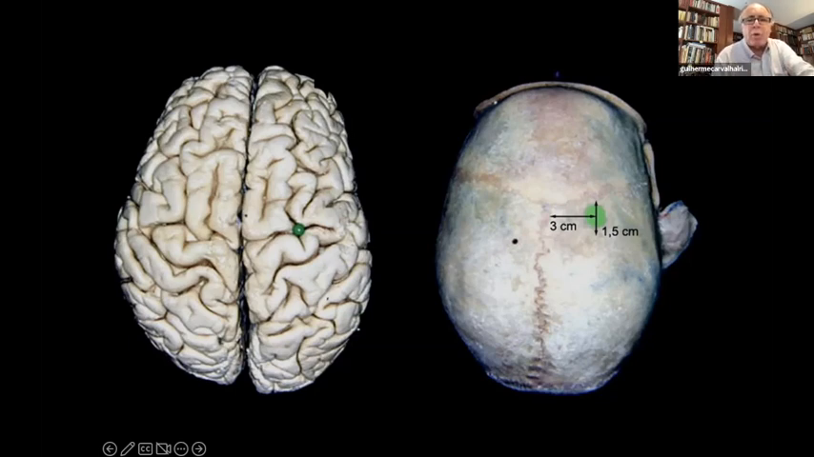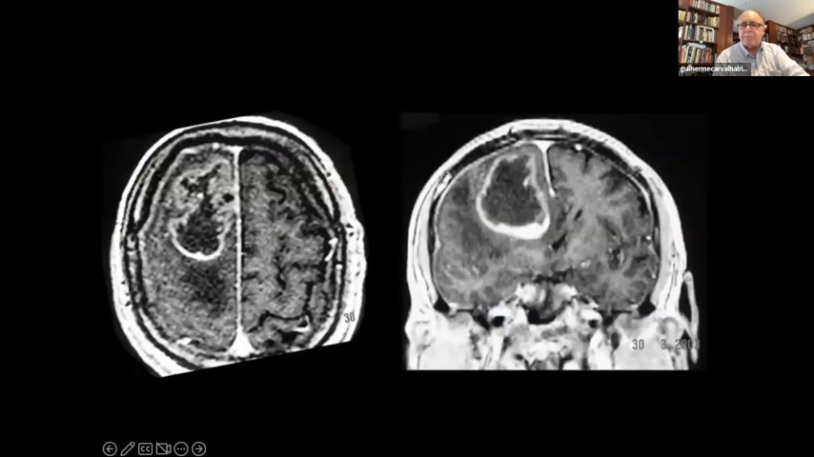And you don't want to go behind here because you don't want to get inside the omega. This point is 3 centimeters from midline. You have the bregma here, and 1.5, 2 centimeters, not more, less than two centimeters from the coronal suture. That's where this point is.